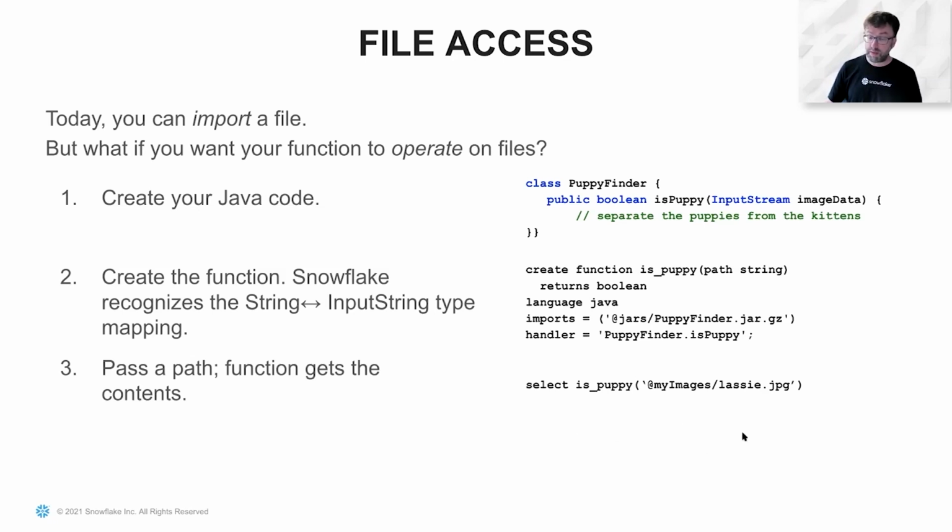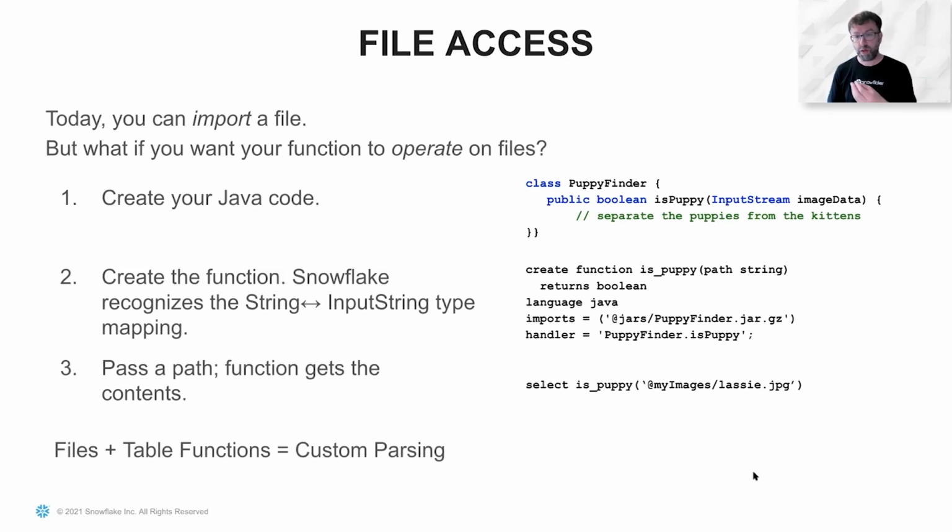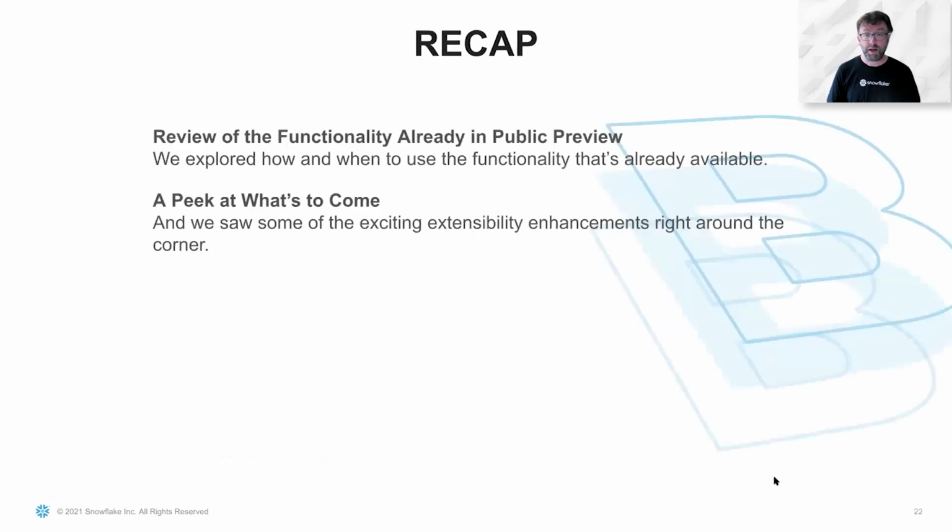The other thing that is really neat is that if you put file access together with table functions, it gives you a way to do custom parsing. So if you have some novel file type, not one of the ones that Snowflake already supports, like Parquet or a CSV file, you can write your own Java code that takes in that file type and produces rows of data using a table function. So these things will work together, and it'll give you a way to do completely custom parsing of files right inside Snowflake.